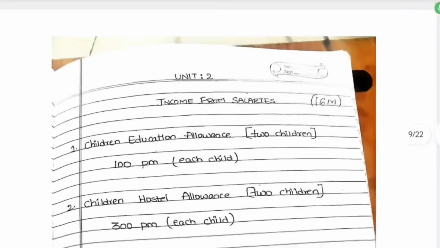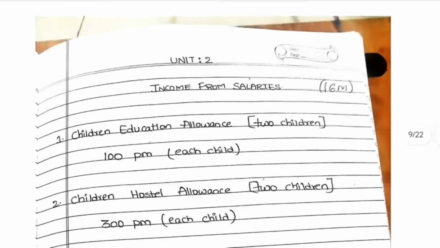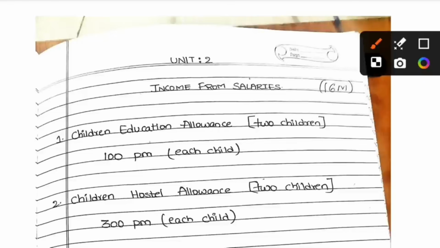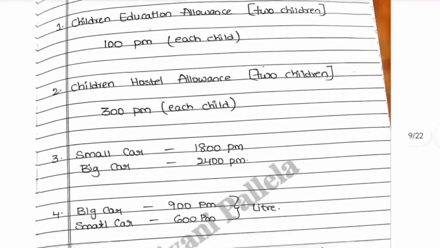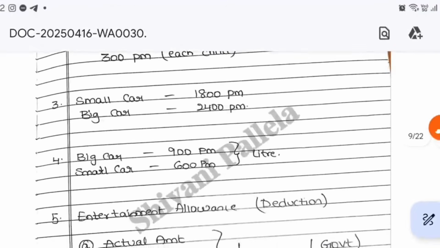Unit number 2, what do you have? Income from salaries. What are the main things you need to remember in income from salaries? When they give education allowance, 100 rupees per month for a single child, we need to take it as exempted. It is applicable only for 2 children. And what about hostel allowance? Hostel allowance is also for 2 children, 300 rupees per month. When you remember these key points, then only it will be useful.